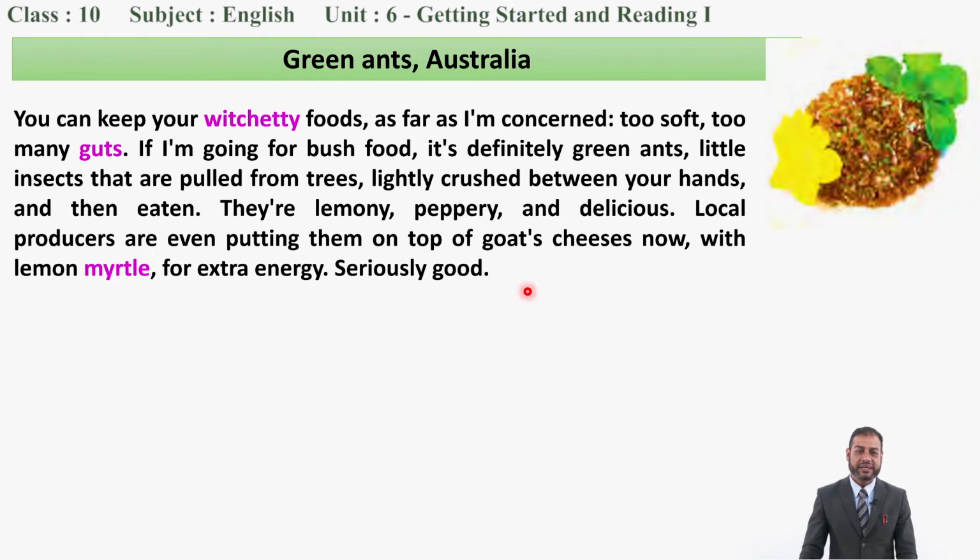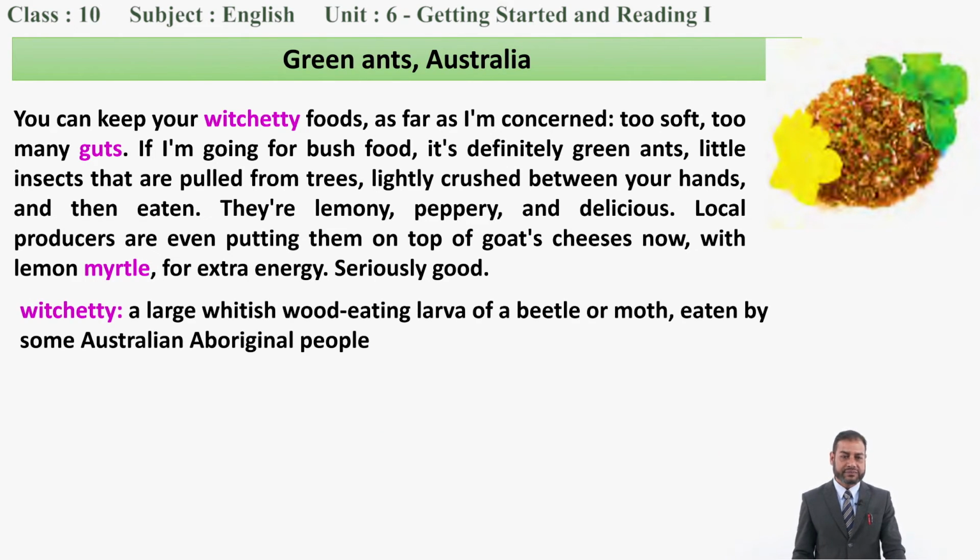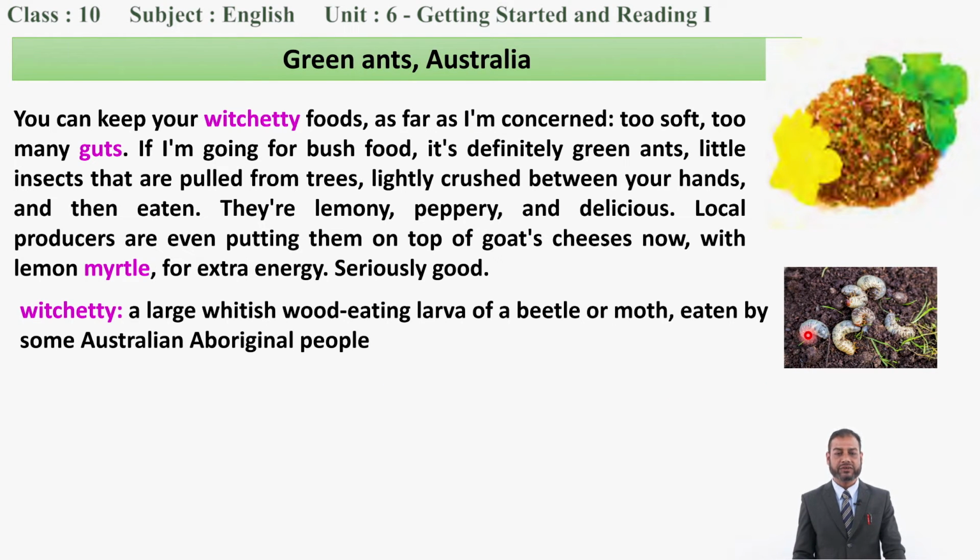So dear students, you can find some unfamiliar words here: witchetty, gourds, myrtle. So can you tell me the meanings of these words? Okay, let me show you. Witchetty grub means a large whitish wood-eating larva of a beetle or moth eaten by some Australian Aboriginal people. Don't worry, I will show you the picture of this word also. See, this type of insect you can find, okay. A large whitish wood-eating larva of a beetle or let's say moth. Okay, you can see this type of insect.